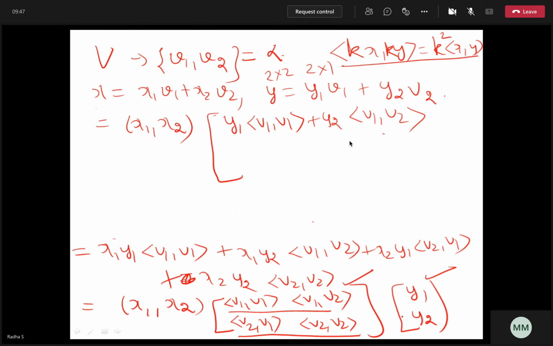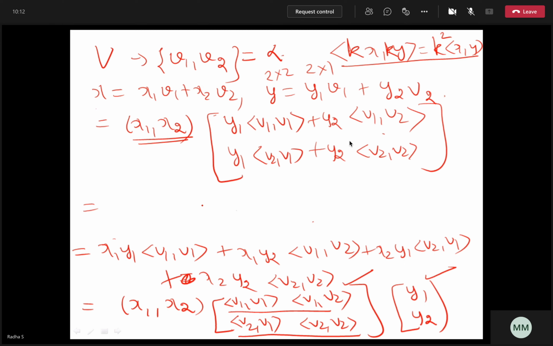Multiply this by this: y1 into v2 comma... Don't think of this as something else. This is actually a scalar. Inner product is always what? A scalar. The final result is a scalar. Is this clear?